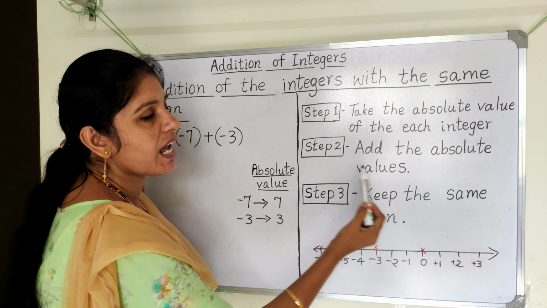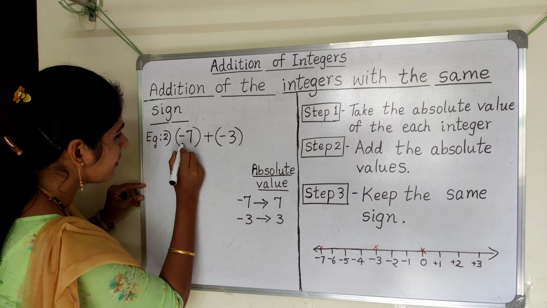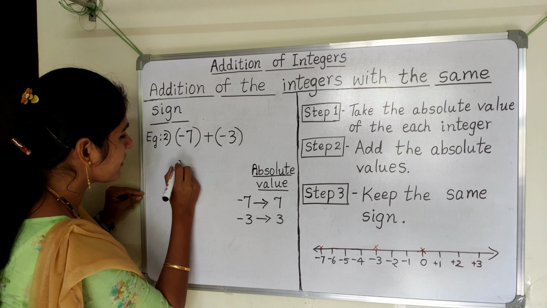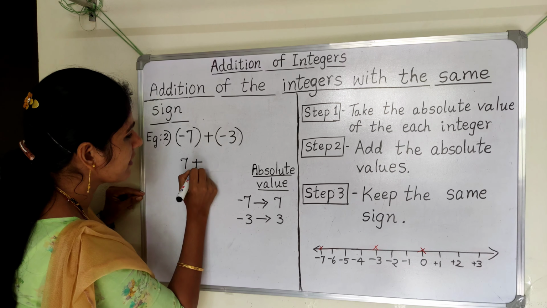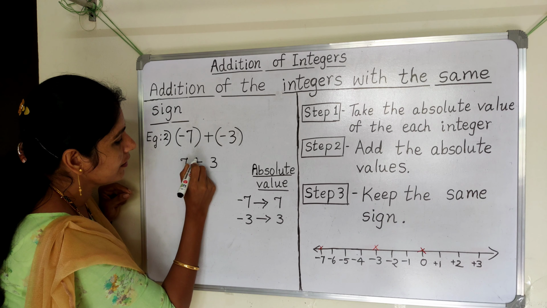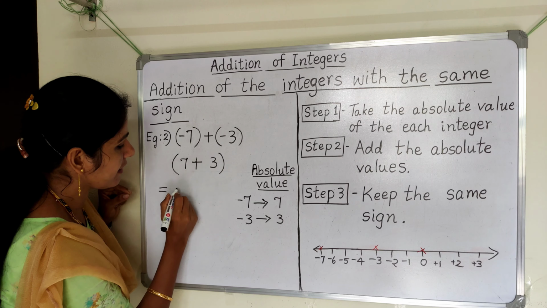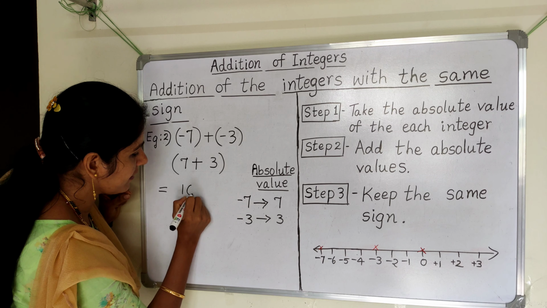Add the absolute values. Now let us add the absolute values of the given integers. The absolute value of -7 is 7, plus the absolute value of -3 is 3. Put it in the bracket. 7 + 3 is equal to 10.